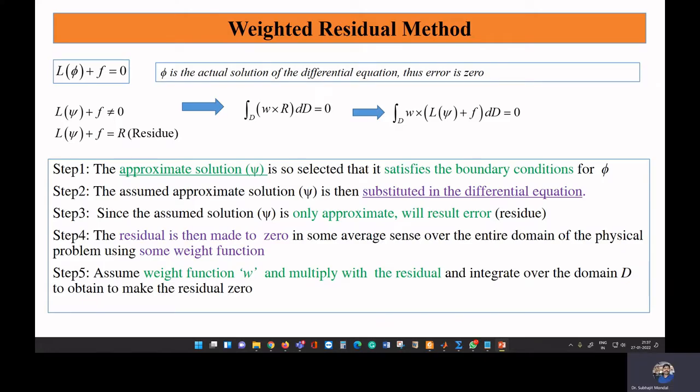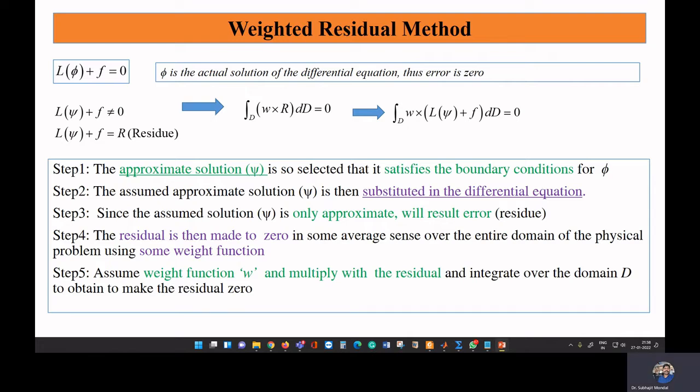approximate method through which we can get a solution. The solution may not be exact, that will be your approximate solution. Apart from the weighted residual method, we also have a variational approach through which we can get an approximate solution. So here we will discuss the weighted residual method.